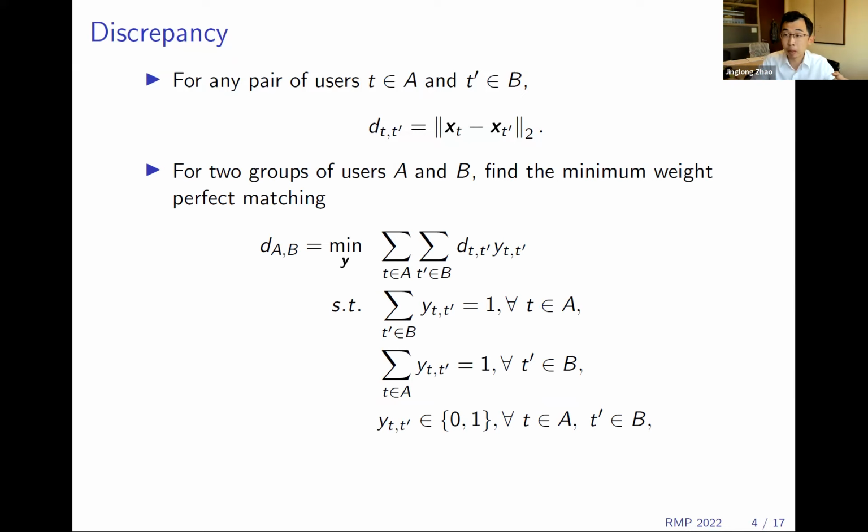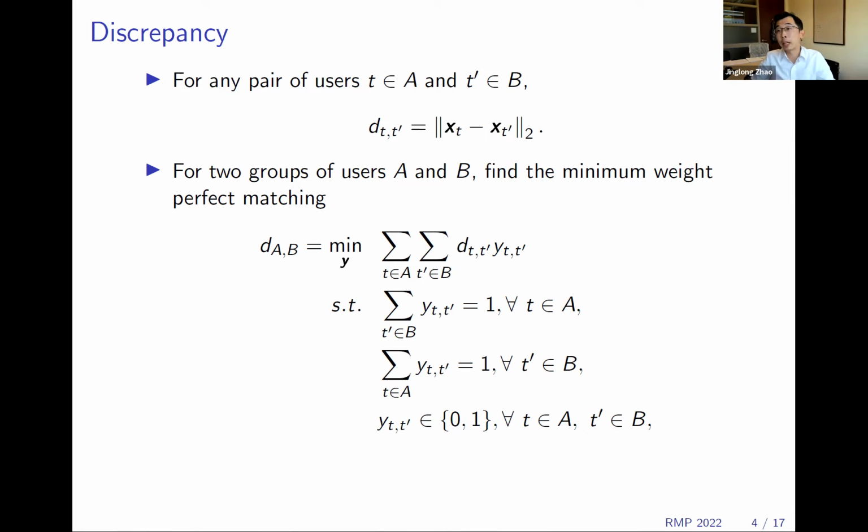So basically, after we have a treatment group and a control group, we try to find this one-to-one paired matching such that when we sum up the pairwise discrepancies together, the total sum of the discrepancy is minimized. And we can always find a total discrepancy for each partitioning of the treatment and control group. So each partition corresponds to one discrepancy.